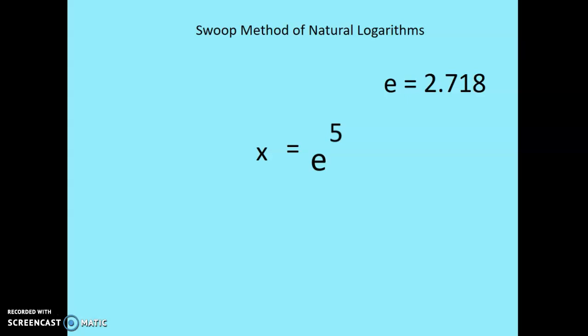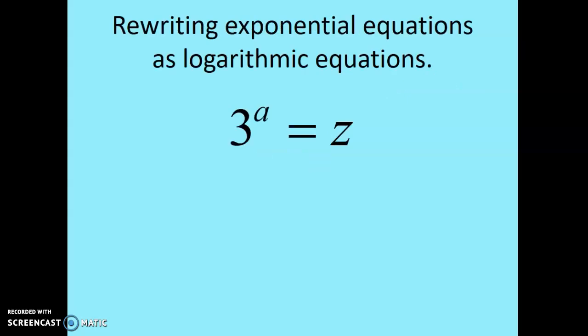All right, so we've converted logs into exponential equations. Now we're going to go the other way. We're going to take exponential equations and write them as logarithmic equations. Okay, so I'm going to do a couple of these and then have you try some.